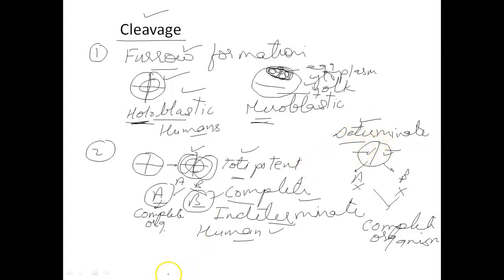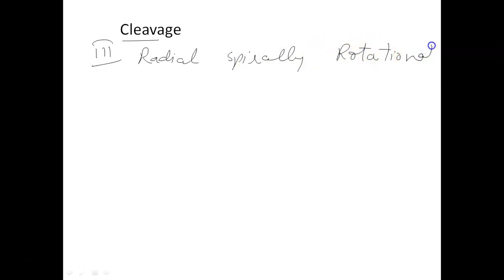Now the third type of classification. Till now we have done two types of classification: one based on furrow formation and the other based on the fate of the cells. The third classification is based on the arrangement of the blastomeres that are formed, whether they are radially arranged, spirally arranged, or rotationally arranged. So radial, spiral and rotational, three types.